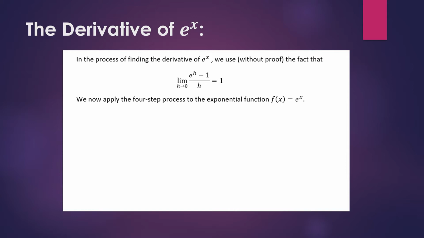Now they say that in order to take this derivative, we need to accept that the limit as h approaches 0 of (e^h - 1)/h is 1. If you were trying to plug in 0 right away, we would get (e^0 - 1)/0. This would be (1 - 1)/0, which is 0 over 0, an indeterminate form. So they say just believe that this limit will be 1, and then we should be able to use the four-step process to find the derivative of e to the x.